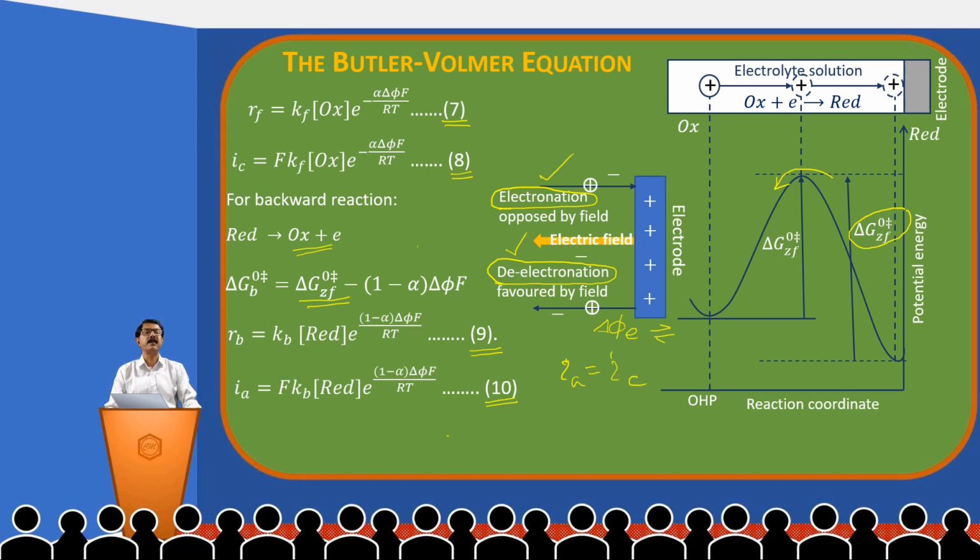But at the same time, both electronation and de-electronation processes are taking place in the opposite directions at the same rate. That is, these two processes are taking place at equal rate. Hence, a dynamic equilibrium occurs. Under this situation, we get equation 11. In equation 11, we equate the expressions for Ic and Ia.